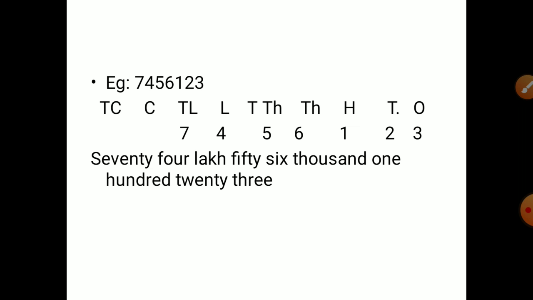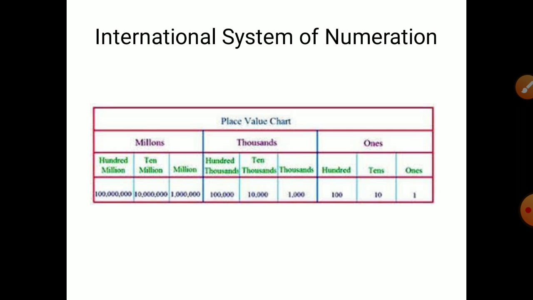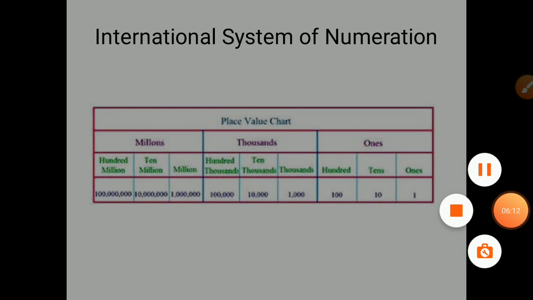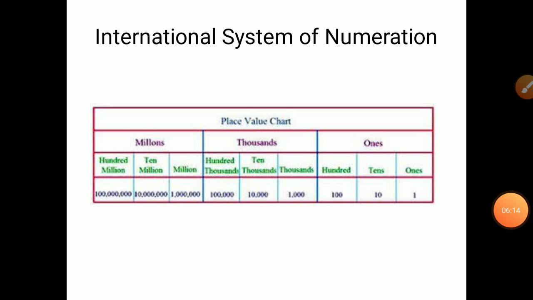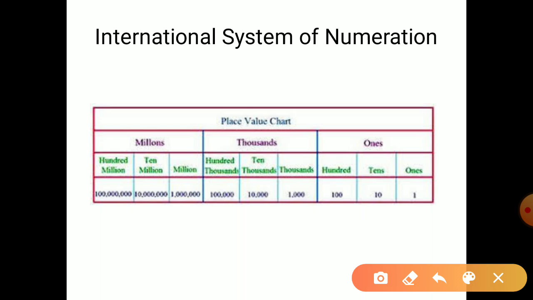Now we will move to international system of numeration. In this system, we have the same concept. We start writing the number from the right hand side. But here we have some different types of periods. In this system, we have three periods. There we had four periods.